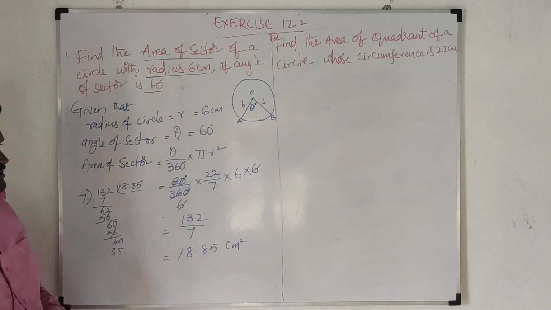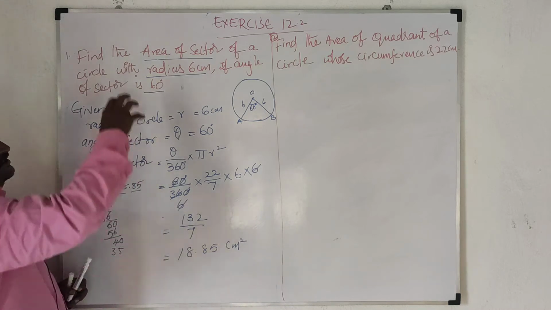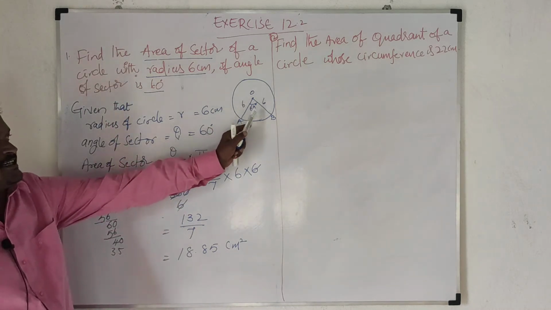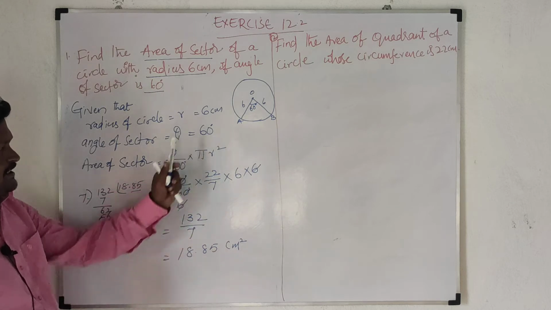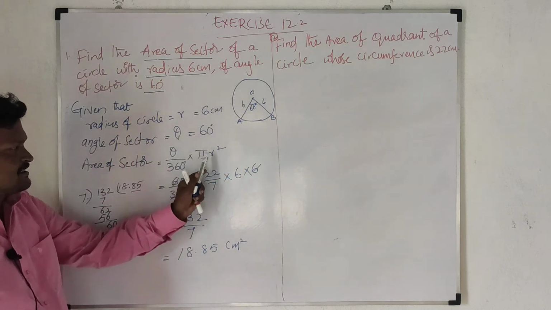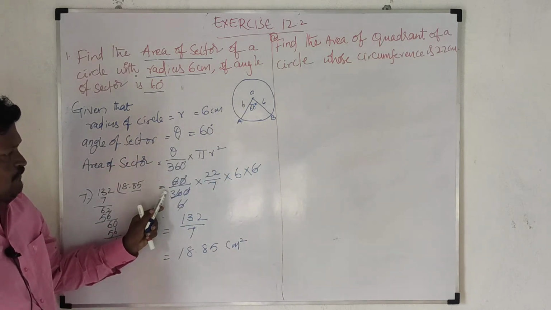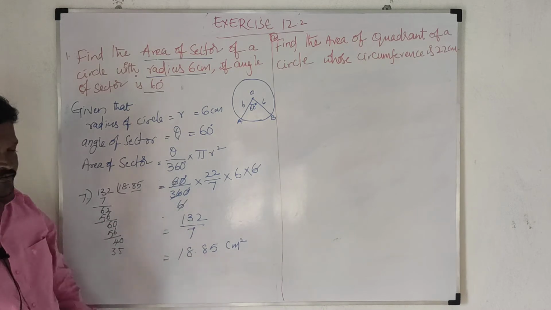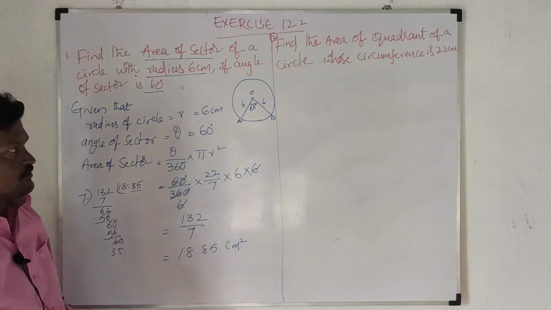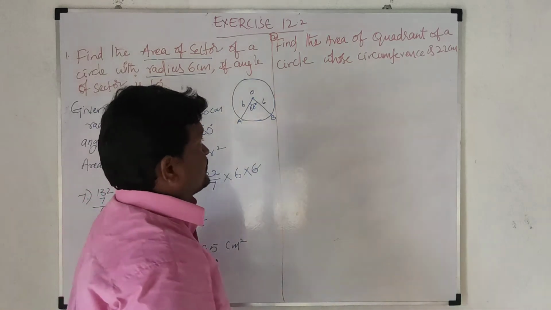I hope that you understand. Very easy. In the question, the radius and the angle of the sector are given. After substituting this radius and the angle in the formula of area of sector, we simply get the area of the sector. Now let us see the second question.